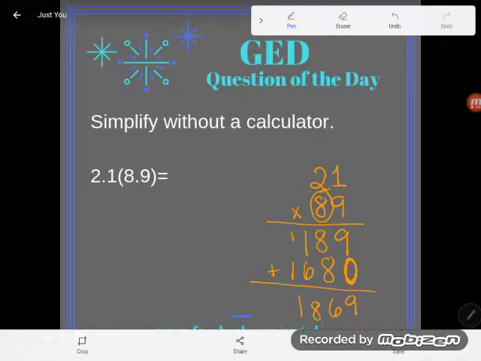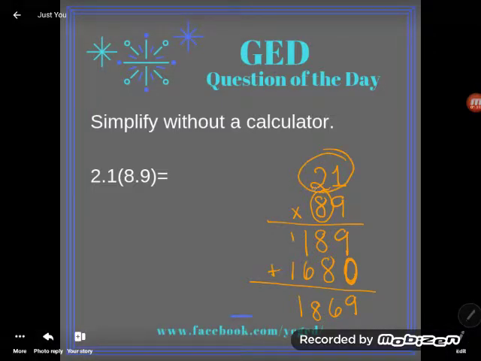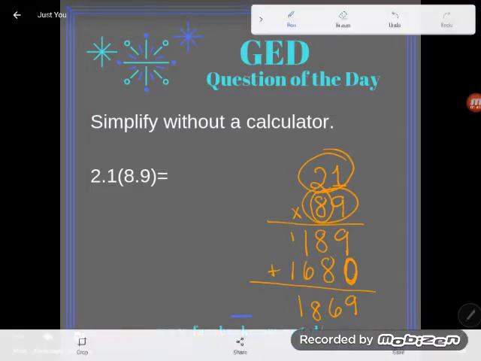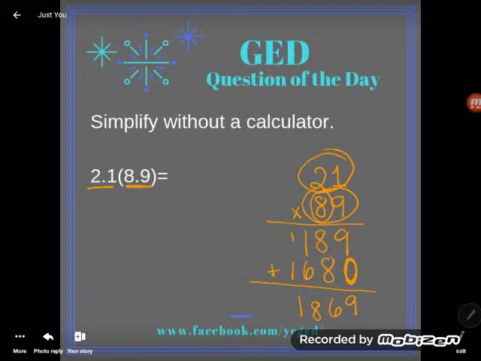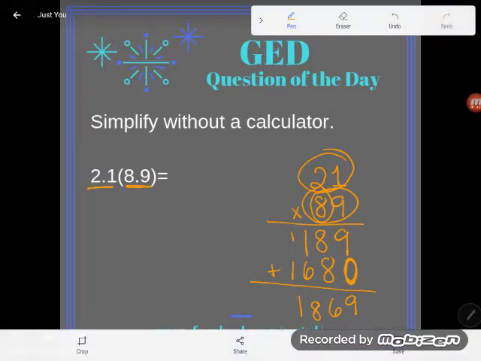Now, I'd usually read this as 1,869. That's what I would have got if I multiplied whole number 21 by whole number 89. But now it's time to face reality. That's not what I actually did. I actually multiplied 2 and a little bit times almost 9. That's a 2.1 times an 8.9. There are decimals in this problem.